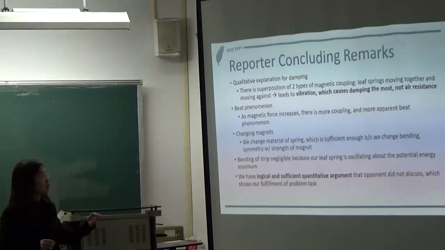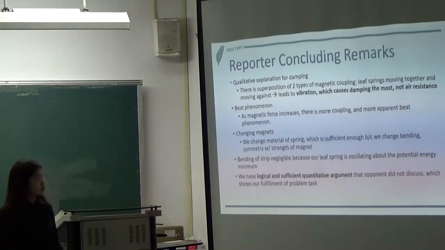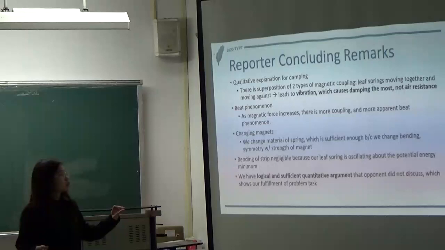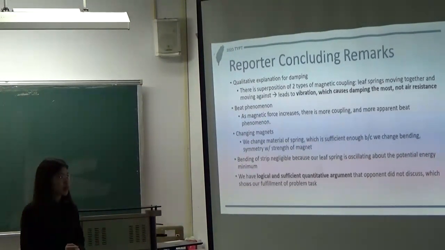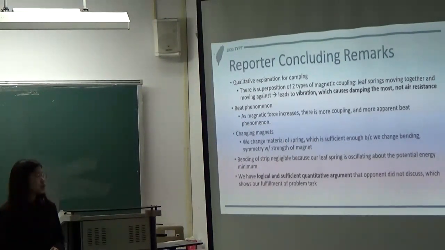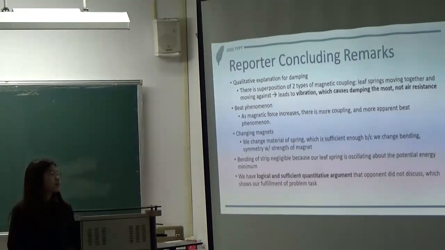And so changing the magnets, we change the material of the spring, which is sufficient because we change the bending symmetry with the strength of the magnet. And the bending of the strip is also negligible because our leaf spring is oscillating about the potential energy minimum, so Hooke's law applies. And so we have a logical and sufficient quantitative argument that the opponent did not discuss, which shows our fulfillment of the problem task.